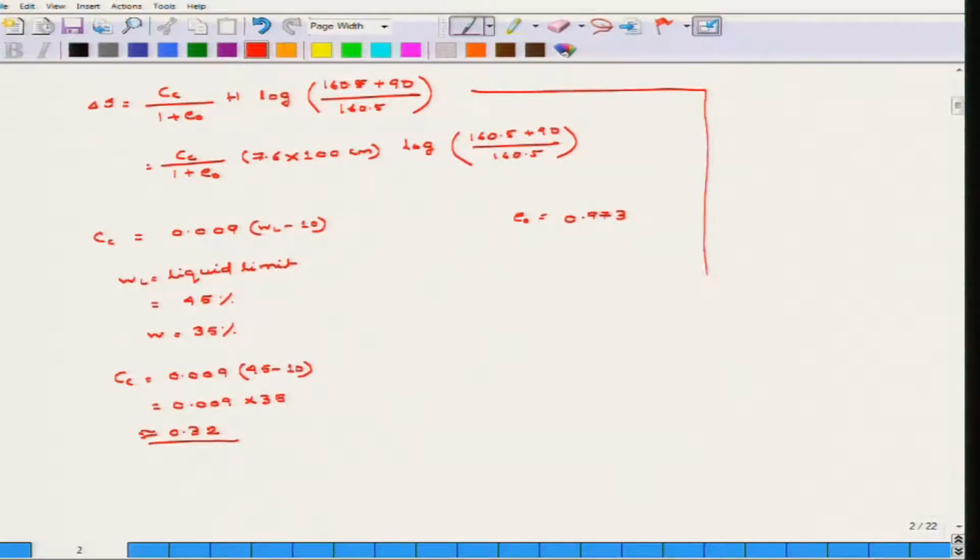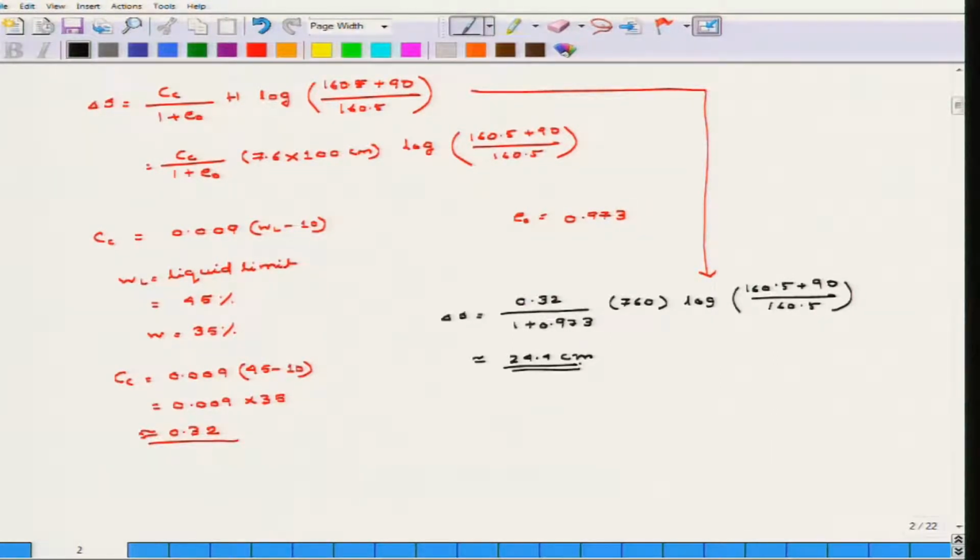So this formula now comes out to be delta S is equal to 0.32 by (1 plus 0.973) into 760 into log of (160.5 plus 90) by 160.5. If you solve this, it will eventually come out to be 24.4 centimeter, which is the normally consolidated settlement for the clay layer.